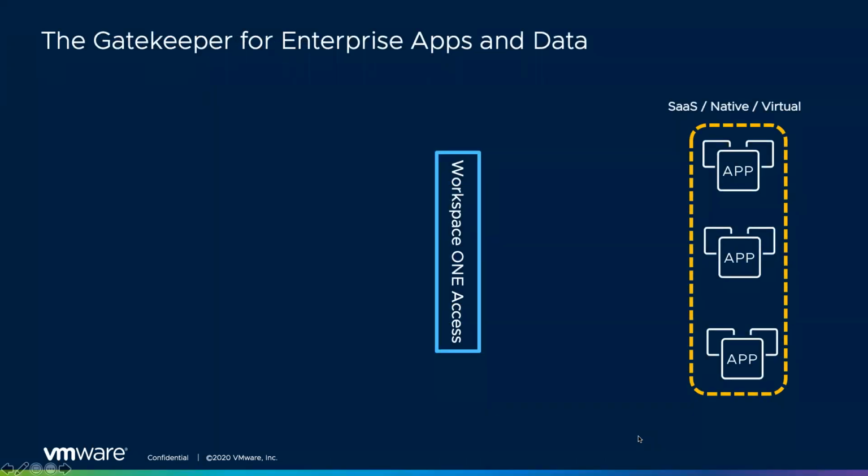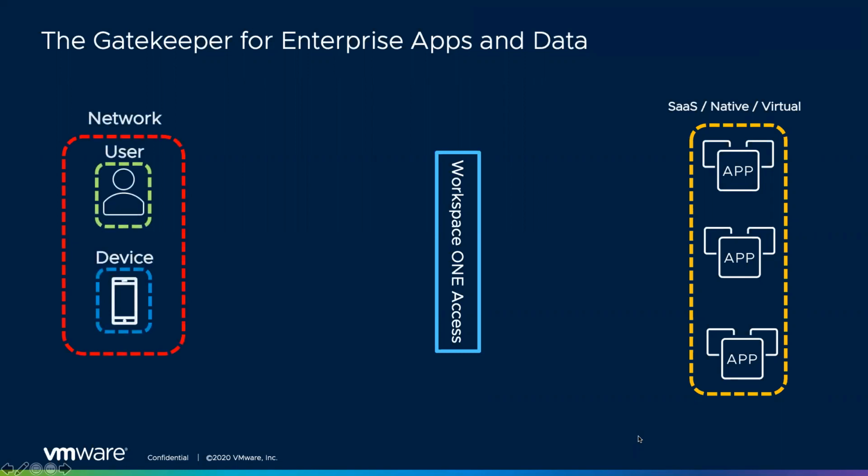So what Workspace One Access does in that access layer is act like a gatekeeper for all the apps and data. When your end users try to access a particular application, the Workspace One Access platform makes an assessment of the user, the device, and the network. And based on rules that you set as the administrator, it will determine whether that end user in those circumstances is allowed to access that application and that data.